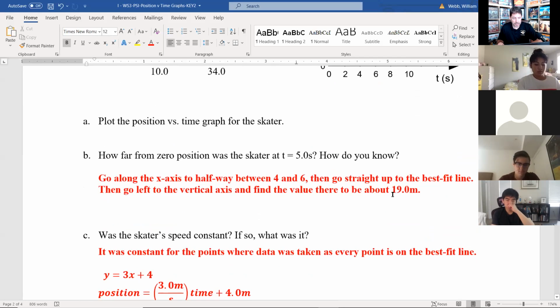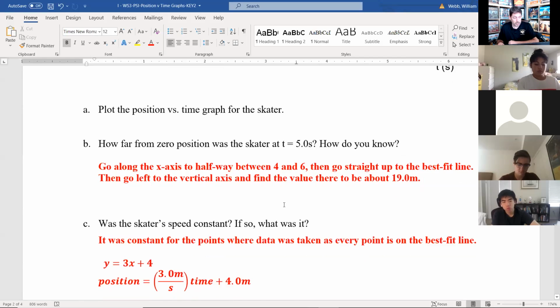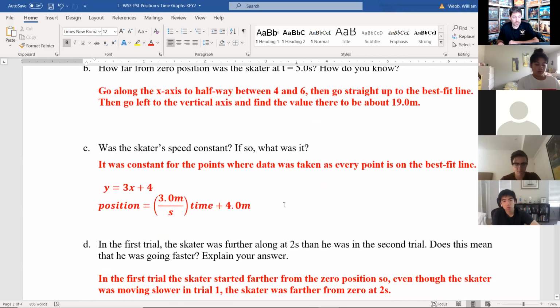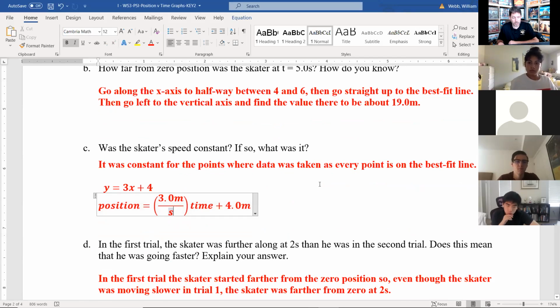So around 19 meters would be that distance. And then part C, was the skater's speed constant? And if so, what was it? So you didn't necessarily have to write it as a full model this time. I just did, just to show again what it would look like in this case.